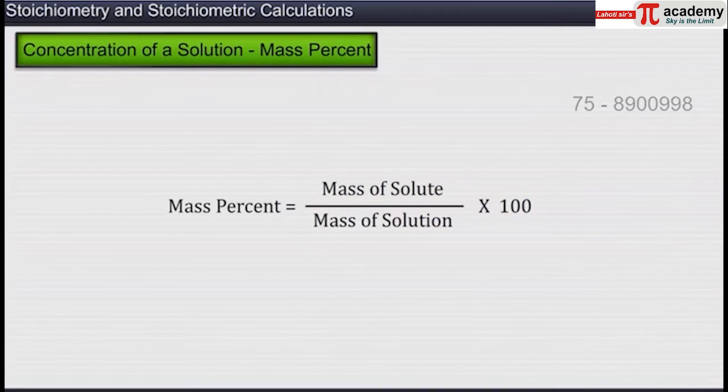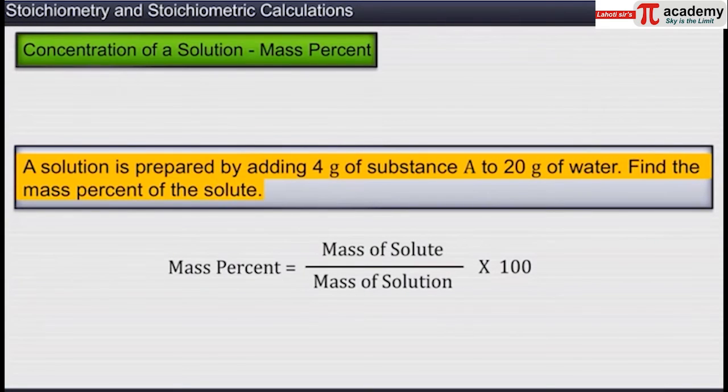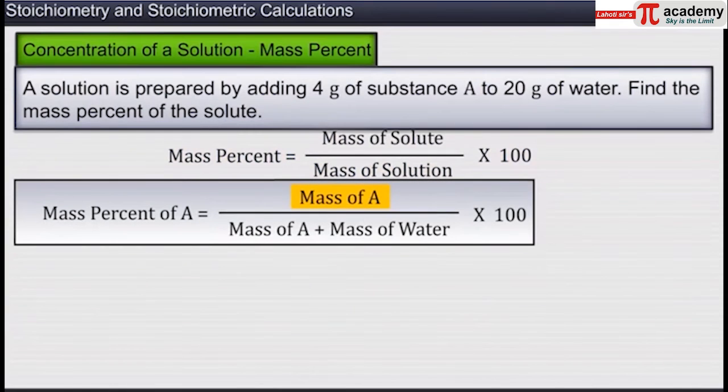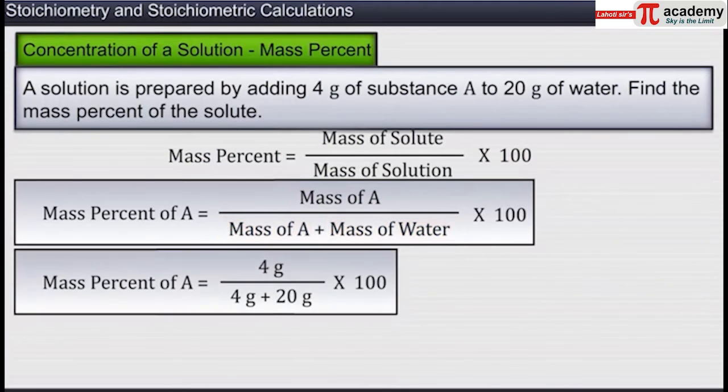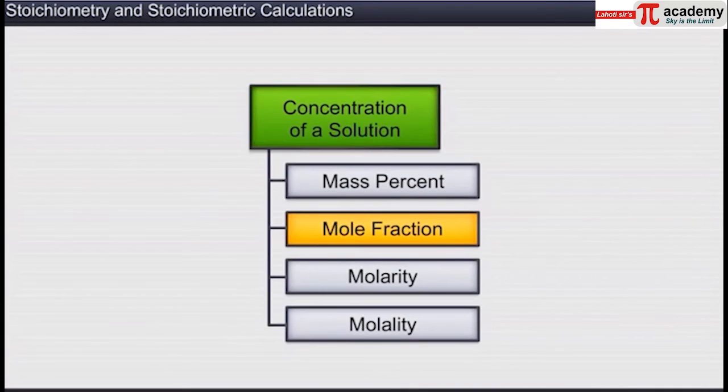For example, let's say a solution is prepared by adding 4 grams of substance A to 20 grams of water. We need to find the mass percent of the solute. Based on the mass percent formula, we need to divide the mass of A by the mass of the solution. That is, mass of A plus the mass of water. After performing the mathematical calculation, we get the mass percent of A as 16.66. Now, let's look at mole fraction.